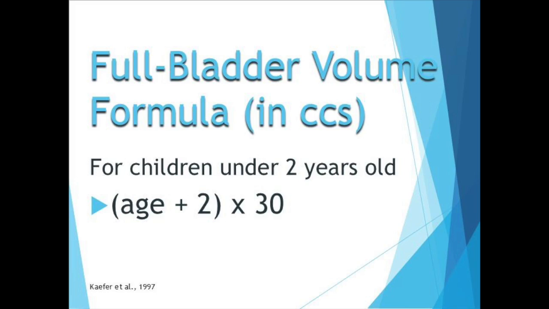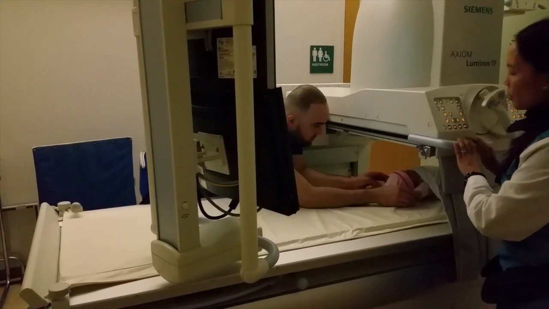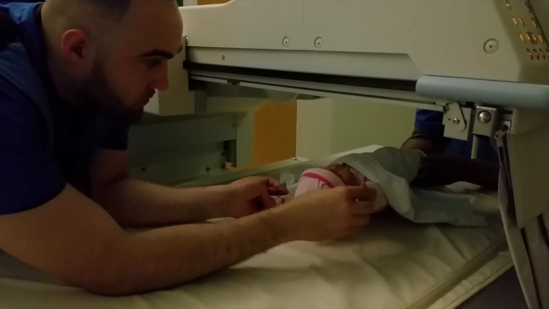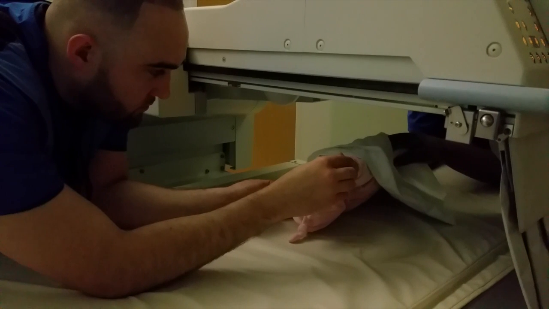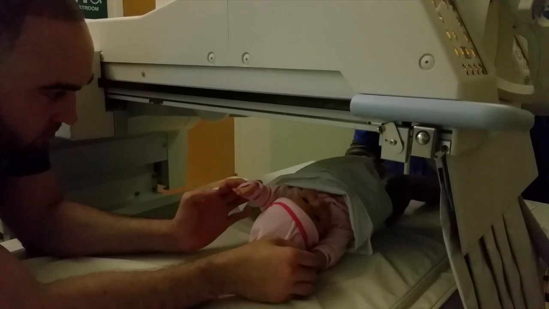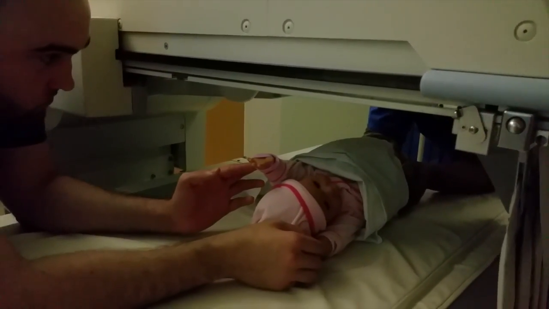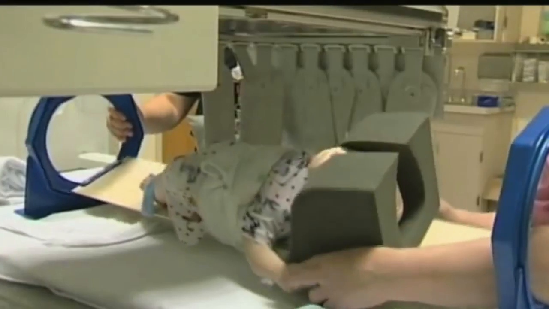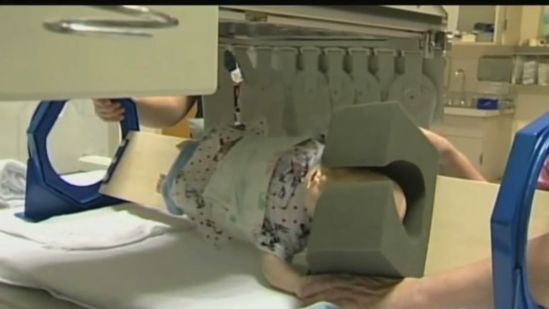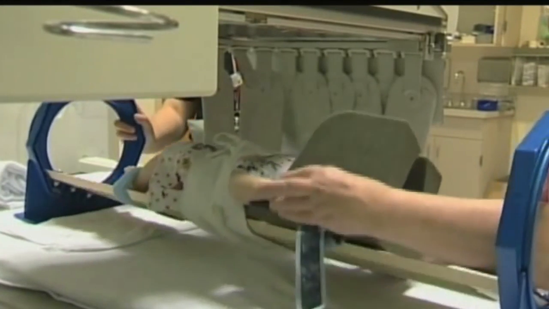A full bladder can be calculated using this formula. Once the bladder is filled, take a spot image to document the bladder at capacity. Depending on your supervising radiologist, some prefer oblique full bladder views. For pediatric patients, I usually have the technologist helping position at the foot of the bed and a parent helping guide the upper half of the baby or child.